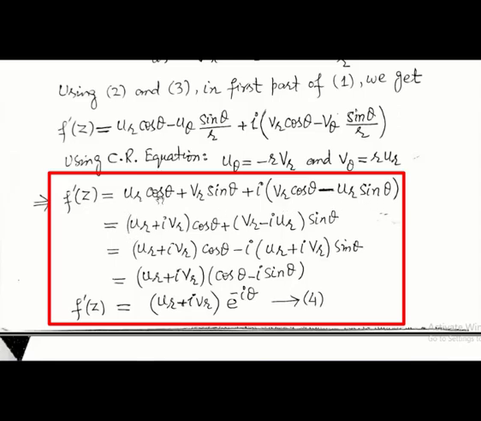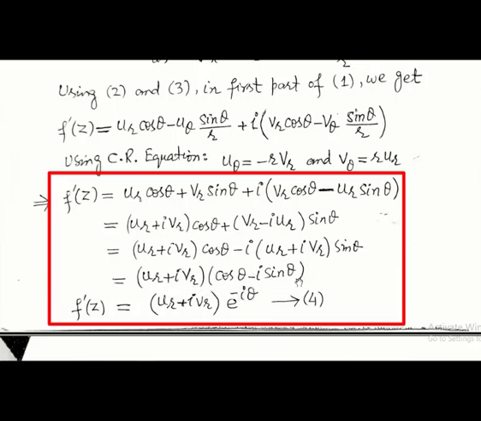Now we can write cos theta taking as common from the first and third term, u of r plus iota v of r into cos theta, and sin theta common from the second and fourth term, we will get v of r minus iota u of r into sin theta. We can write v of r minus iota u of r as minus iota times u of r plus iota v of r, by taking minus iota as common. So taking common u of r plus iota v of r from both quantities, we get u of r plus iota v of r into cos theta minus iota sin theta.